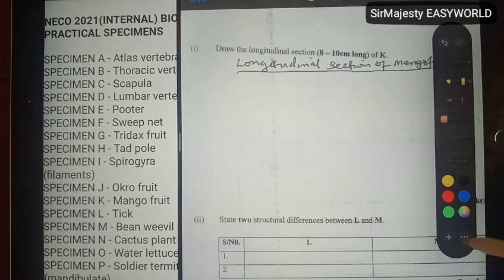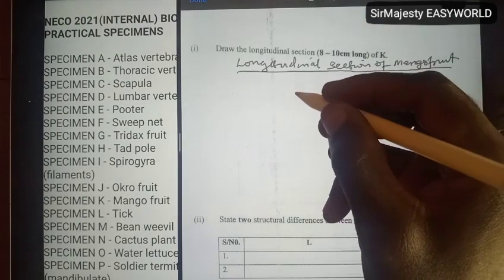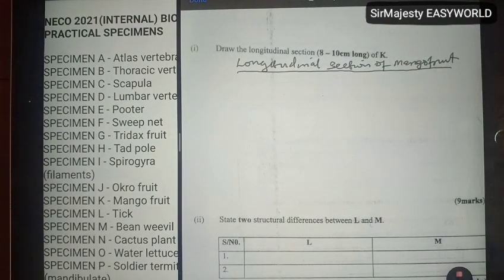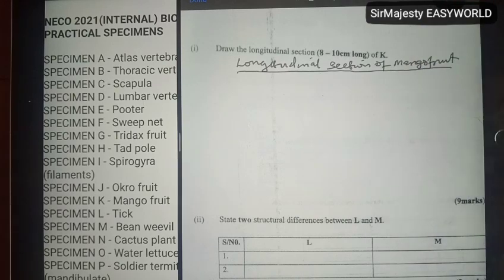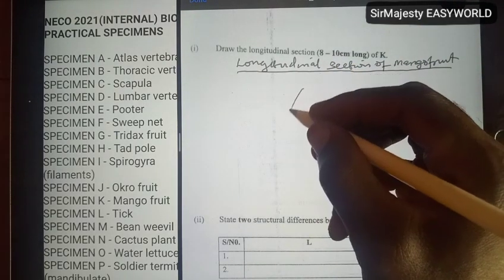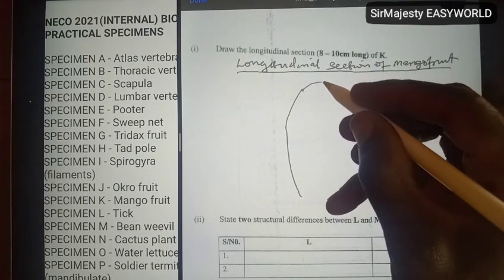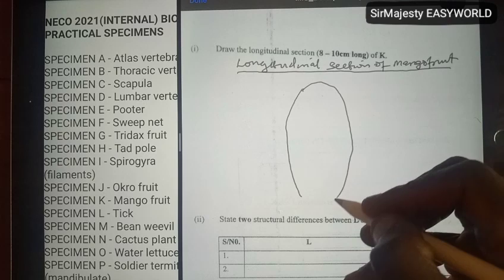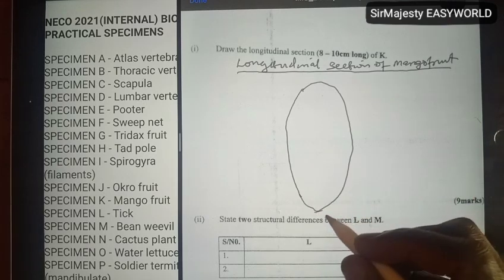Take your pencil, please. So you make an oval shape like this. Remember to obey the size of your drawing. They say 8 to 10. I have to leave a small space, or I might write magnification here.